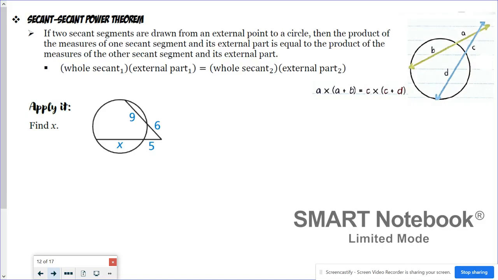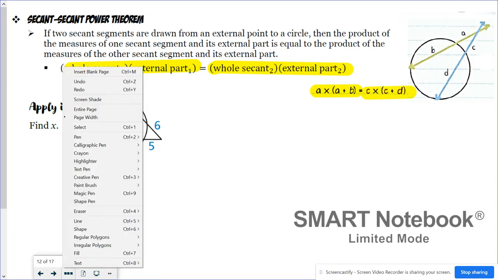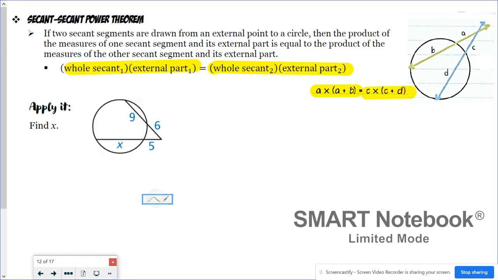So simply put, you've got two secants. We'll focus on one of them at a time. Write one side of your equation, the whole secant times its external part. So that's what you have over here. The whole secant is given by a plus b. The external part is a. And then this is equal to the other whole secant and its external part. So that's where they're getting the c times c plus d. Okay, so I need to know the external parts and I need to know the whole secants.